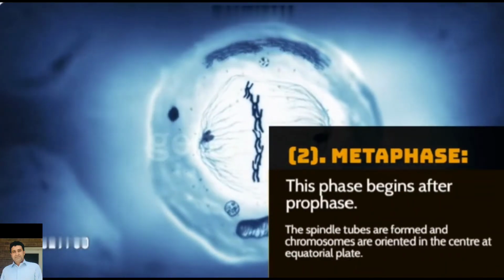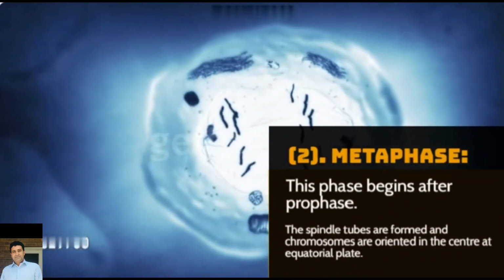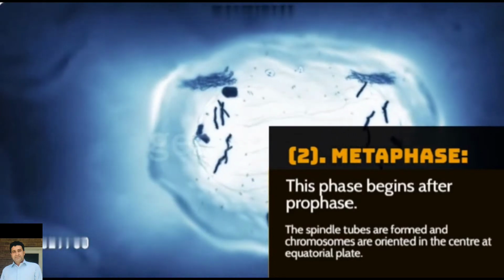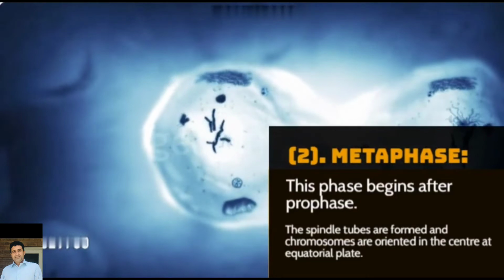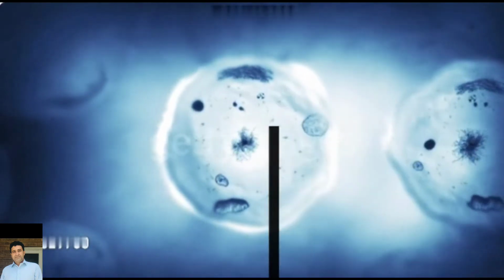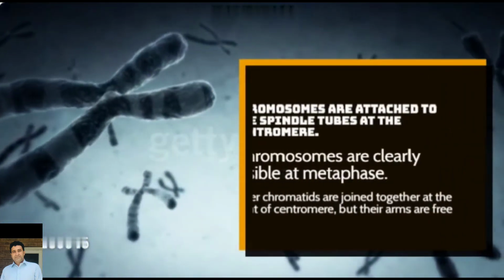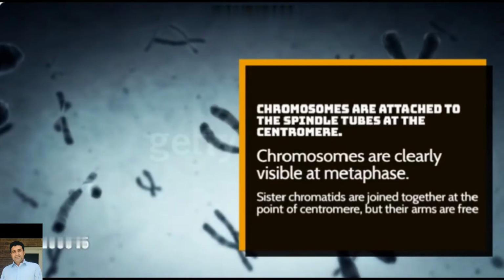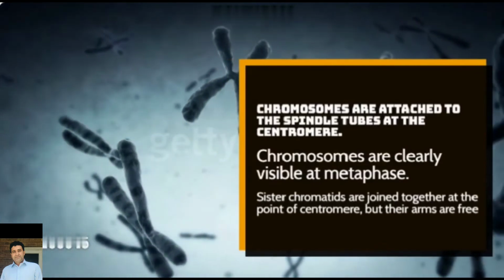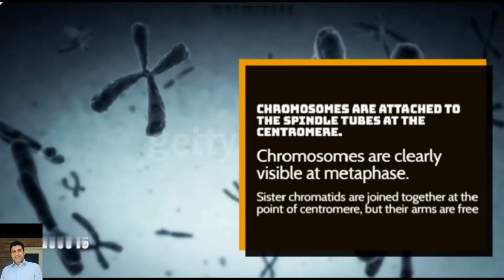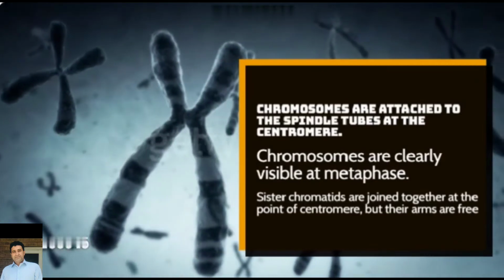Metaphase. The phase begins after prophase. The spindle tubes are formed and chromosomes are oriented in the center, or equatorial plate. Chromosomes are attached to spindle fibers at the centromeres. Chromosomes are clearly visible at metaphase. Sister chromatids of each chromosome are joined together at the point of centromere, but their arms are free.